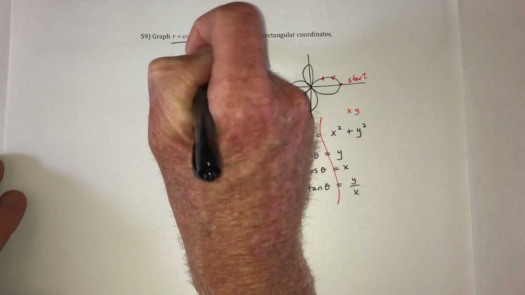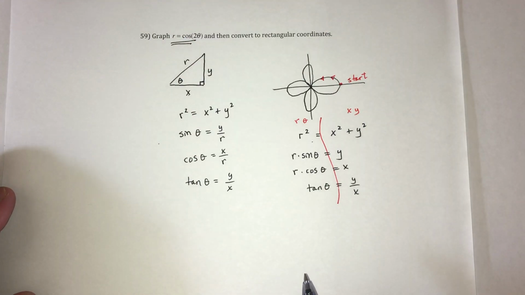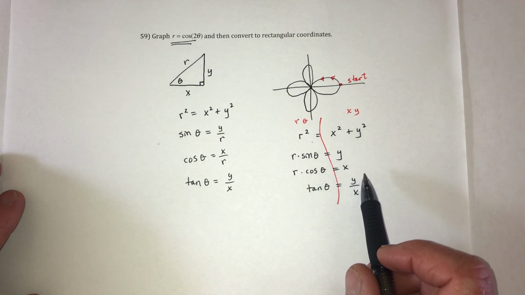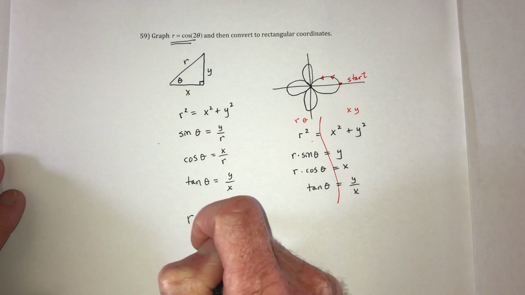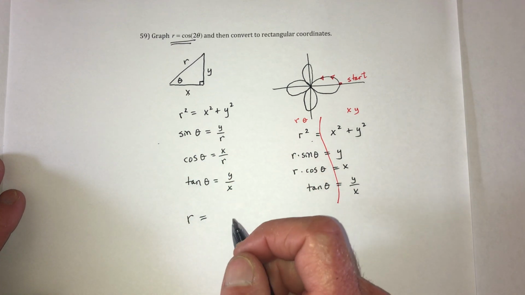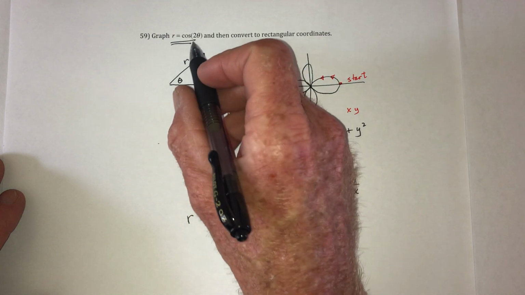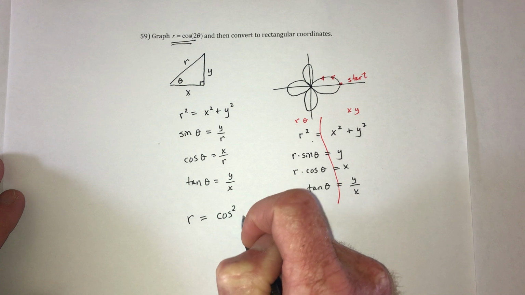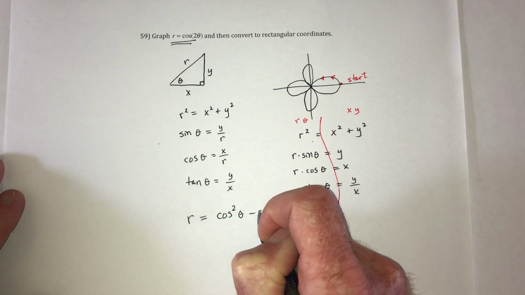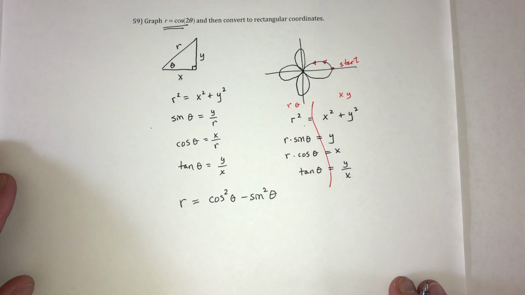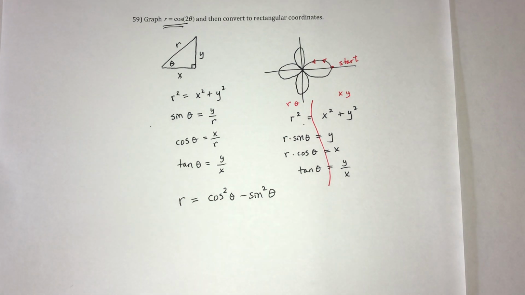Now we need to do that with this one. So change it out of the r and theta language and change it to the x and y language. Well, to begin with, none of these say cosine of 2 theta. So I need an identity for cosine of 2 theta. I'm going to use cosine squared minus sine squared. There's actually 3 to choose from. I just happen to remember that one first, so that's the one I'm going to use.